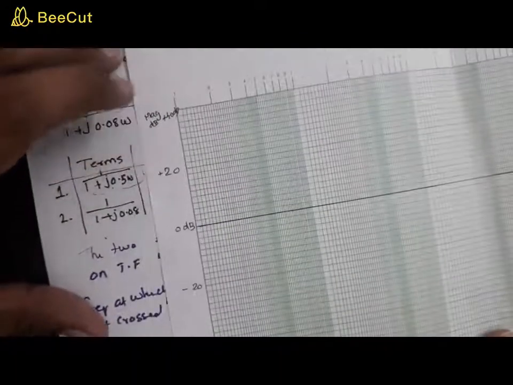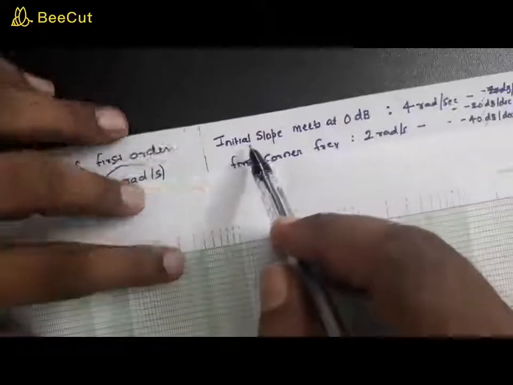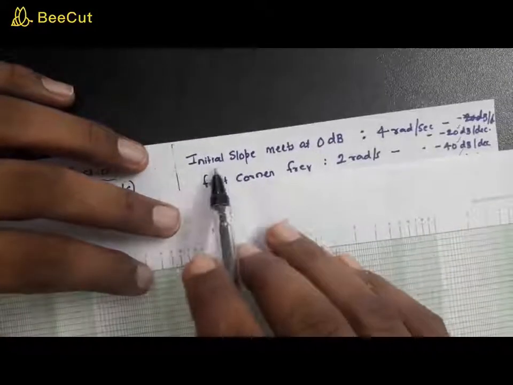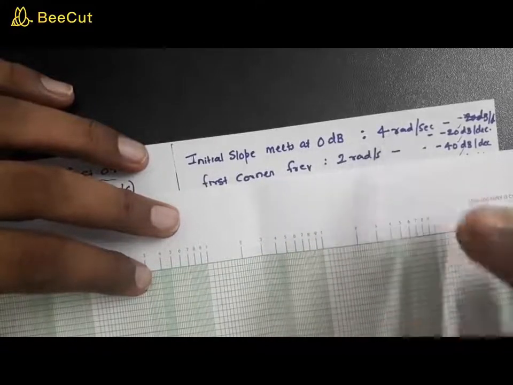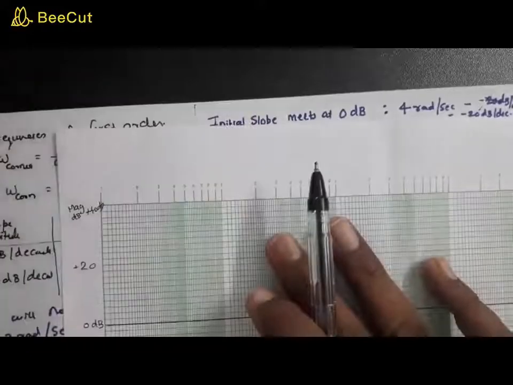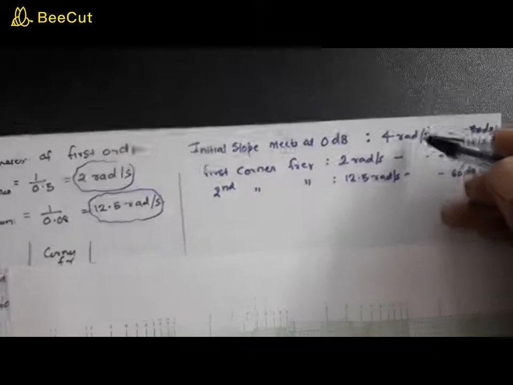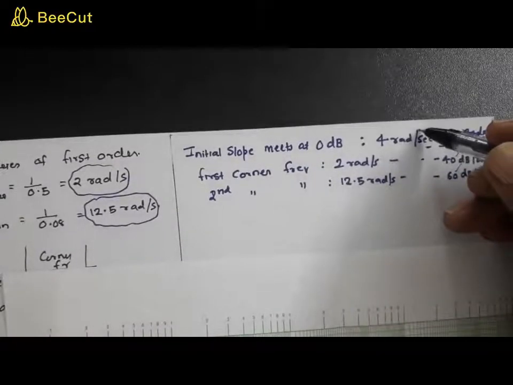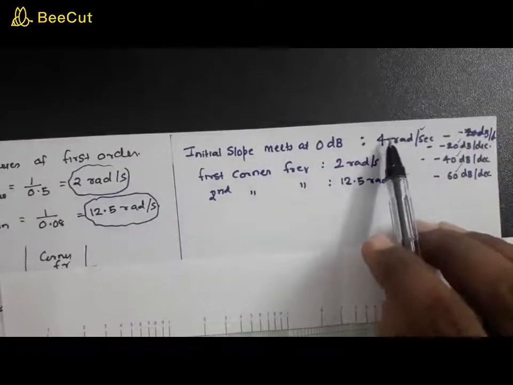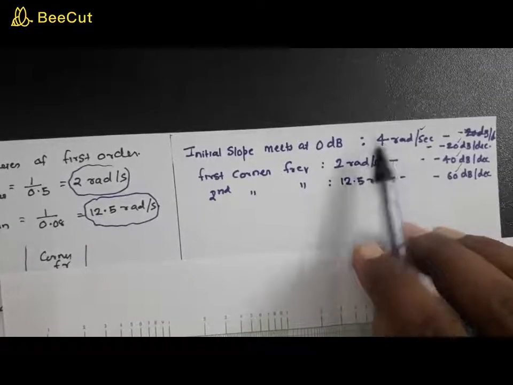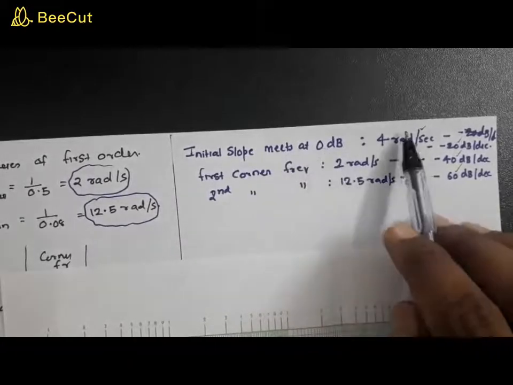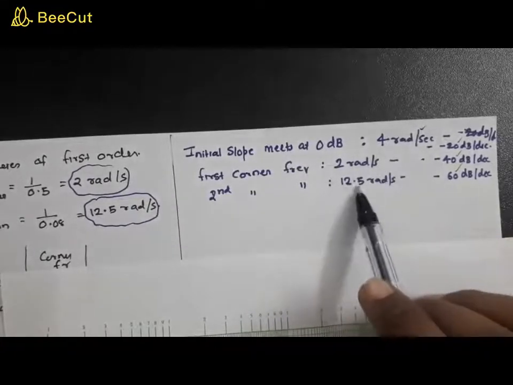Now what you need to do is how to start. We will first do the initial slope of this Bode plot. The initial slope of the magnitude plot touches the 0 dB at 4 radians per second. Let me show you which is this 4 radians. Look at these frequencies. You have 2 radians as the first corner frequency, another frequency which is the initial slope meeting at the 0 dB, that's at 4 radians per second, and you have 12.5.